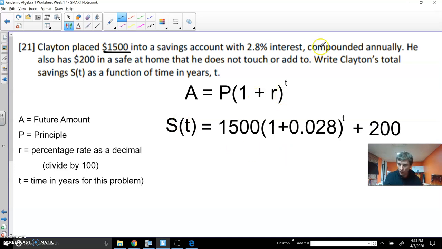Now there's one other part that I want to mention. It says that he also has $200 in a safe at home that he doesn't touch or add to. So that money is not changing, but if you're calculating his overall savings, you want to take that into account. So he's got this $1,500 situation where he's getting 2.8% annually, and then he's got this other $200 he wants to add to his money, and this is how his formula is derived.